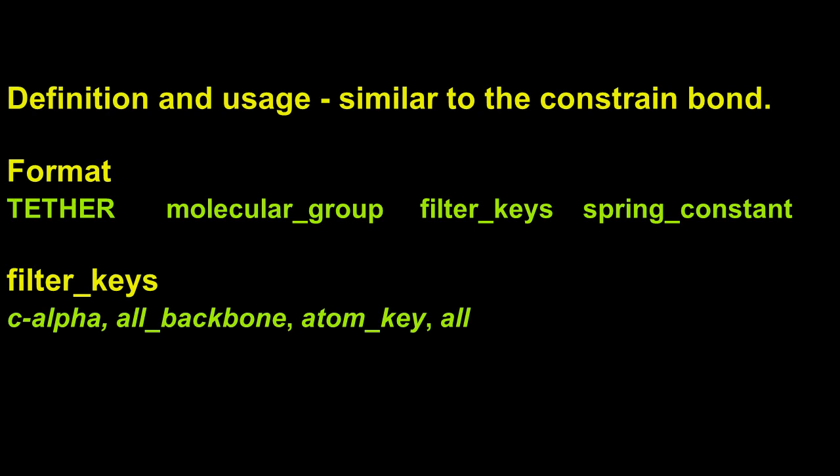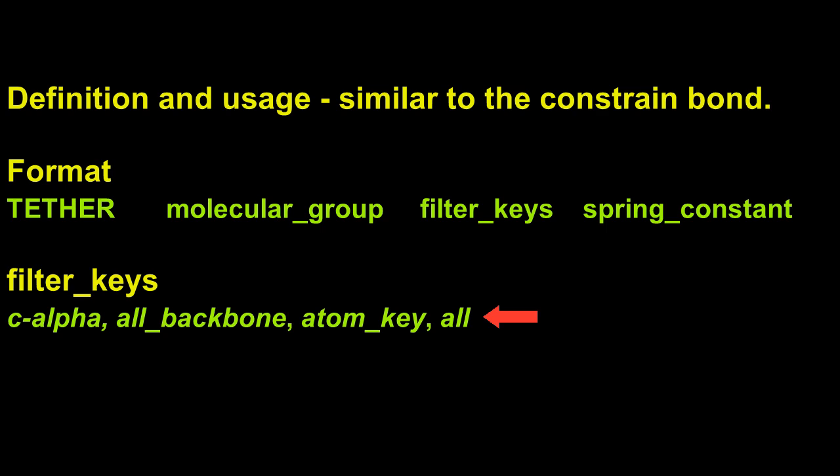Then, the tether directive must be defined in the atom state specification segment. The notable difference would be that the tether directive takes 3 parameters instead of 2, and there are more and different filter keys available for the tethered atoms than for the constrained bonds.